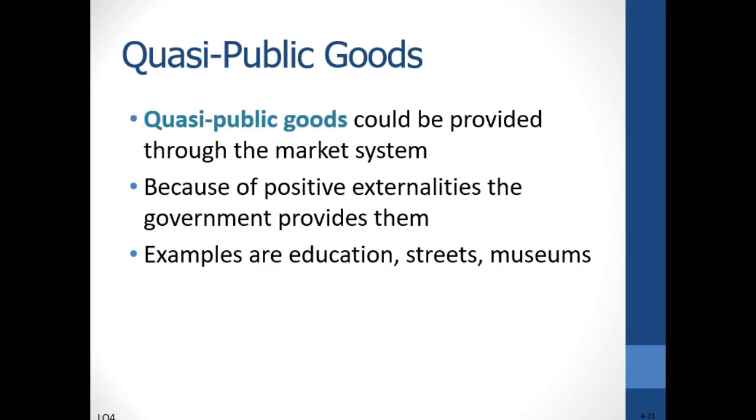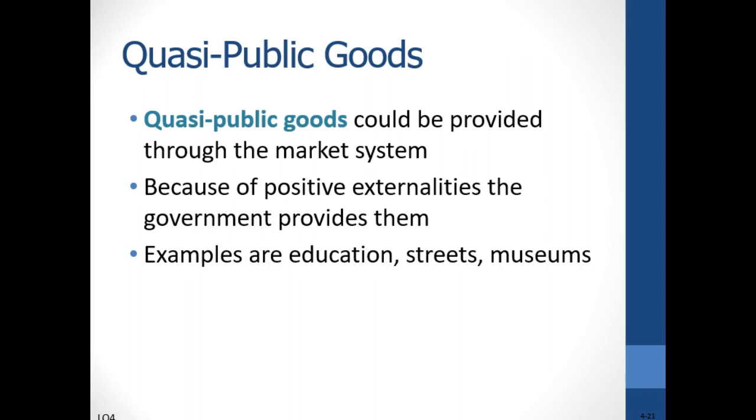Quasi-public goods could be provided through the market system. Because of positive externalities, however, the government provides them. Quasi-public goods are those that have large positive externalities or spillover benefits, where benefits accrue to some third party external to the market transaction. So the government will sponsor their provision. Otherwise, if they were produced in the private market, they would be underproduced. Examples are education, streets, and museums.